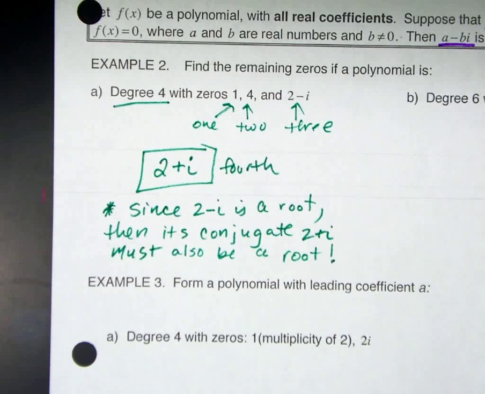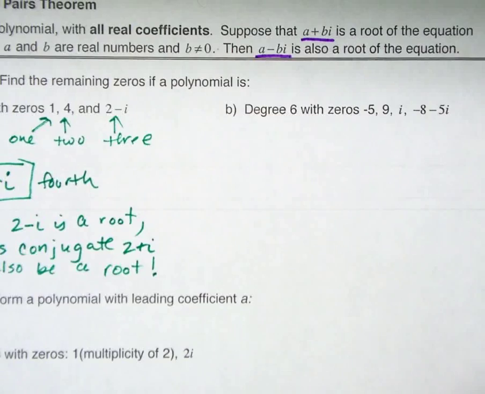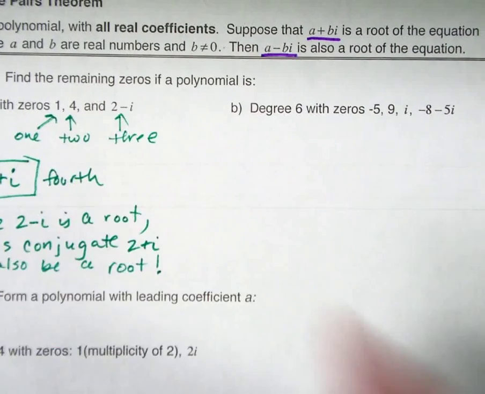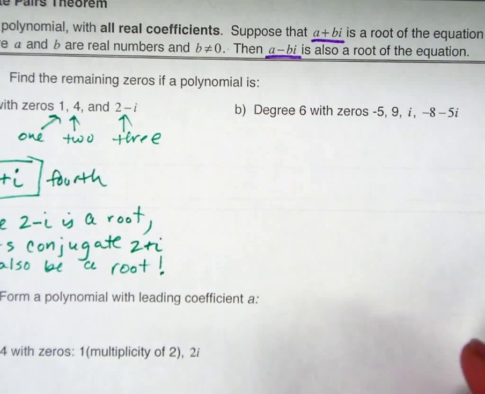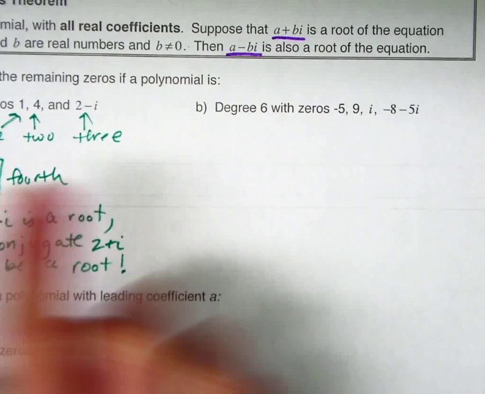All right, everybody try B. So we're trying to find the remaining zeros. In A, we were only missing 1. So this is the answer to A. So you guys are trying to find the answer to B.